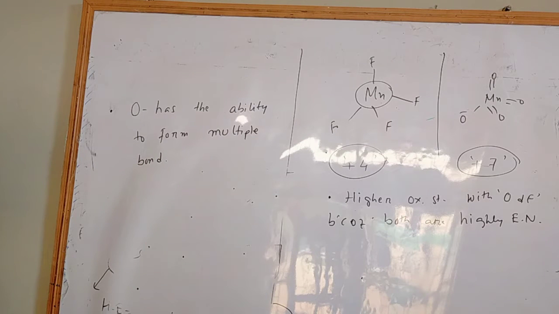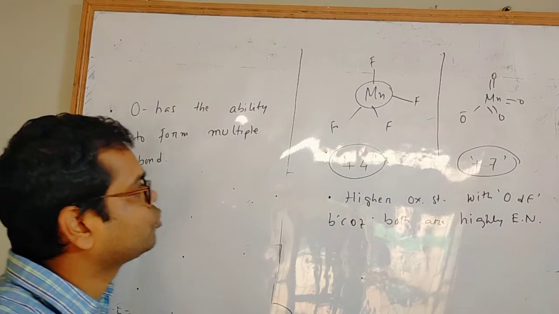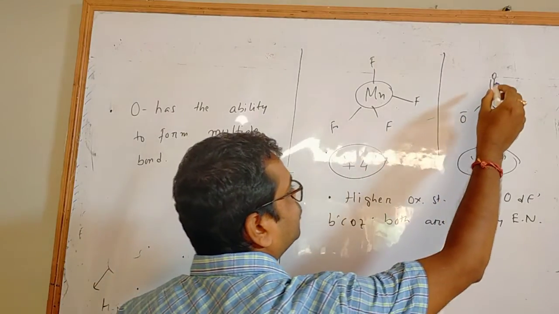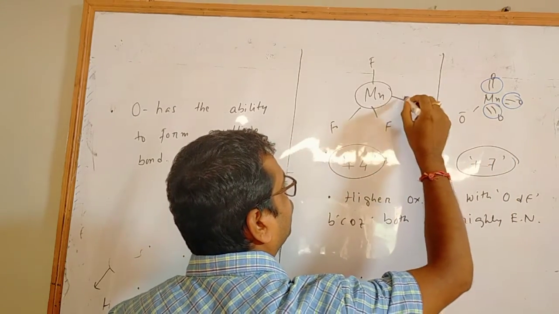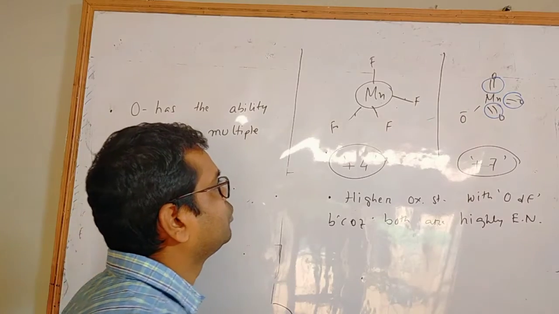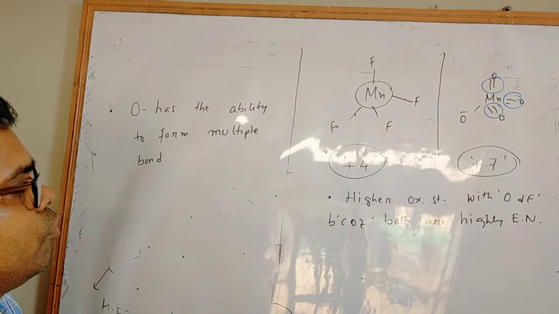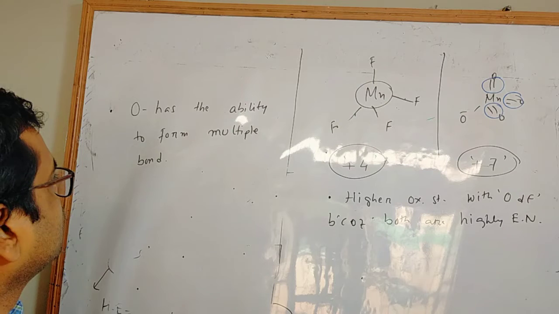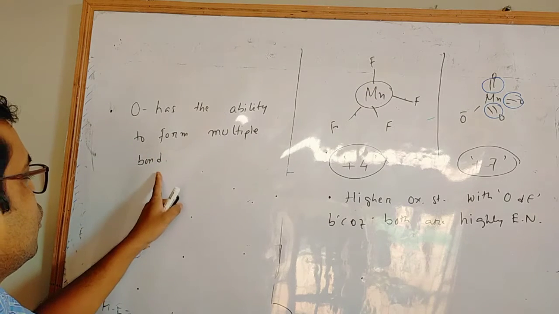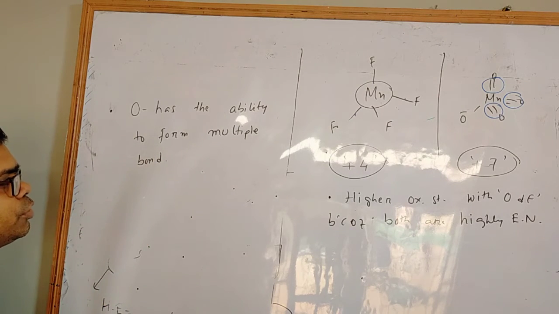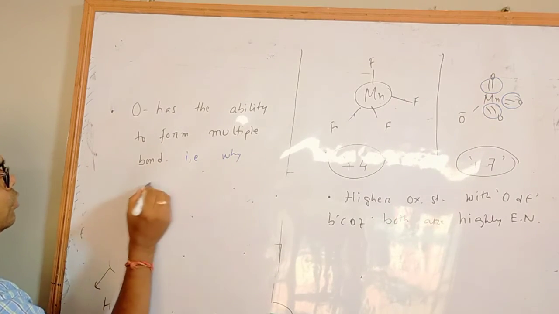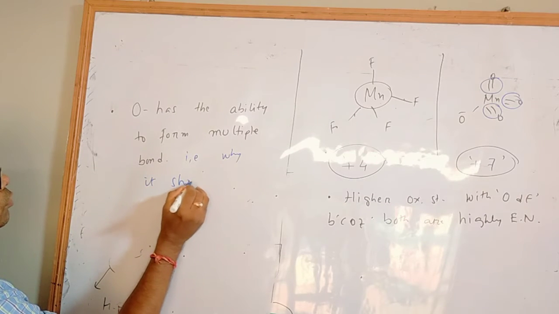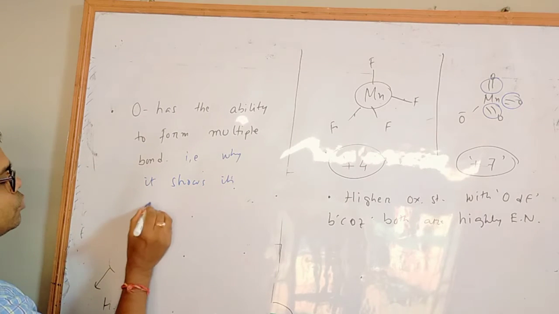Now you may ask what is a multiple bond. Actually, multiple bond means oxygen can form more than one bond between two atoms. This is a multiple bond, this is a multiple bond, and this is a single bond. And fluorine is unable to form multiple bonds because it is satisfied with only one electron, so it will form only a single bond. So oxygen has the ability to form multiple bonds. That is why it shows its superiority.